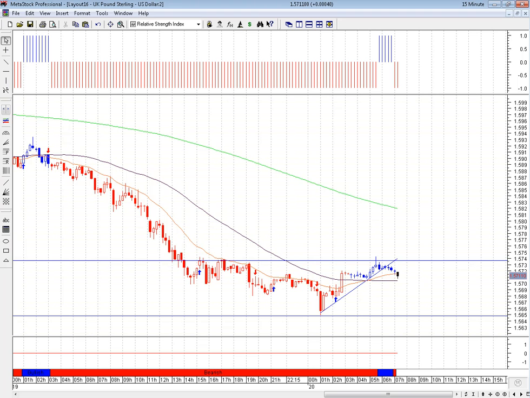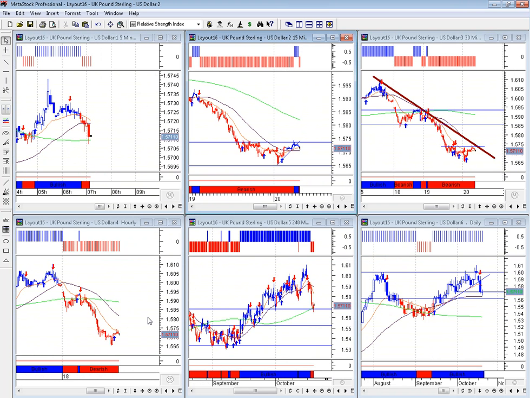So wait, bide your time, look for the correct setup and then trade it. Don't rush headlong into it. You've got to make sure everything's in your favor before you take the leap, and make sure your money management's also factored in. Okay guys, see you soon.